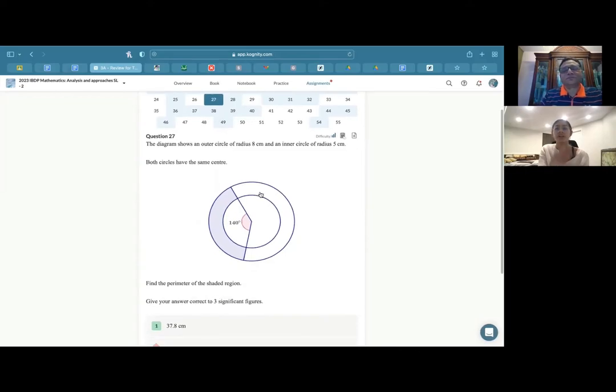This one was very difficult for me. Read the question, please. The diagram shows an outer circle of radius 8 centimeters and an inner circle of radius 5 centimeters. Both circles have the same center, the center being this. Find the perimeter of the shaded region. Basically, you have to find this length, which is 3, right? 8, 5, and 3, correct?